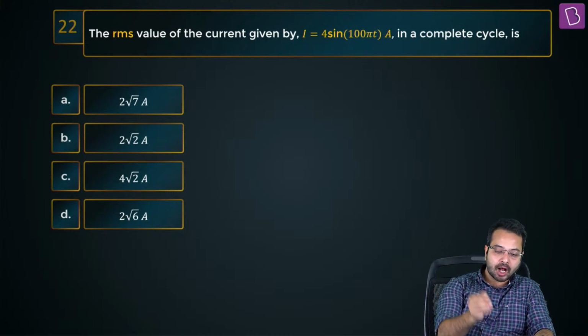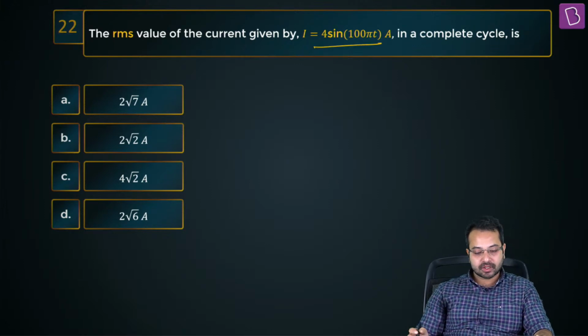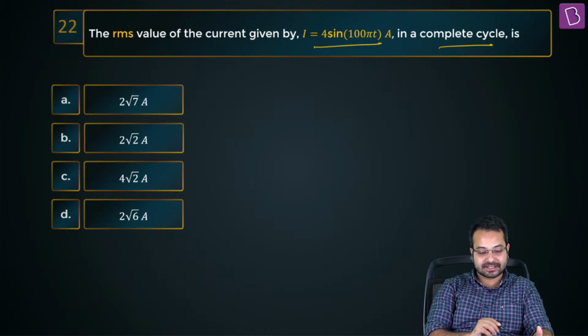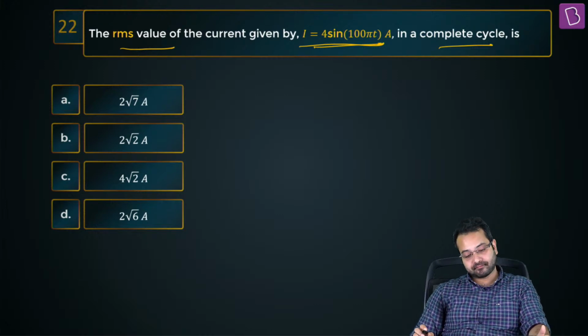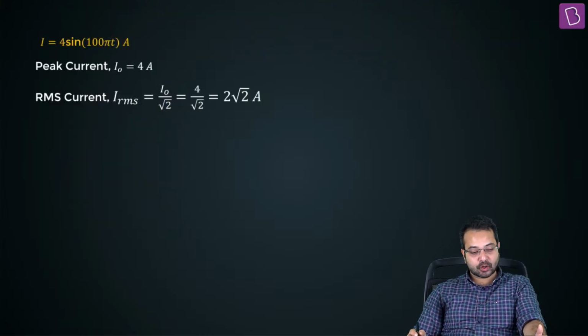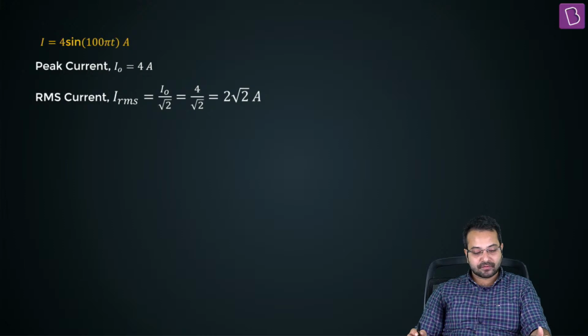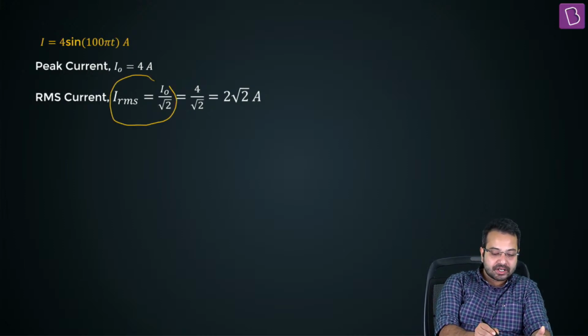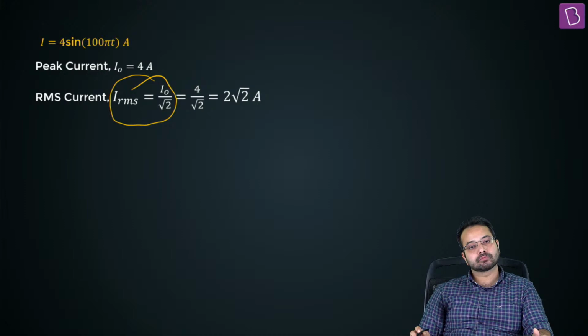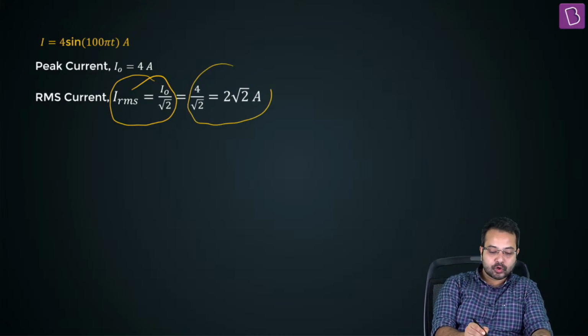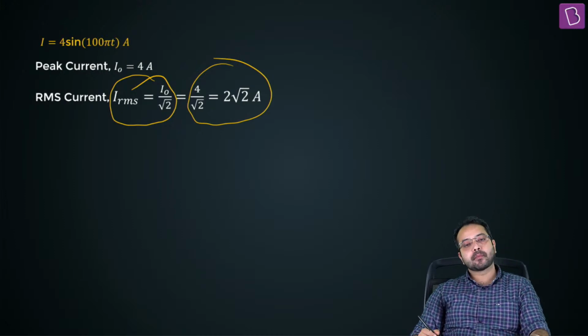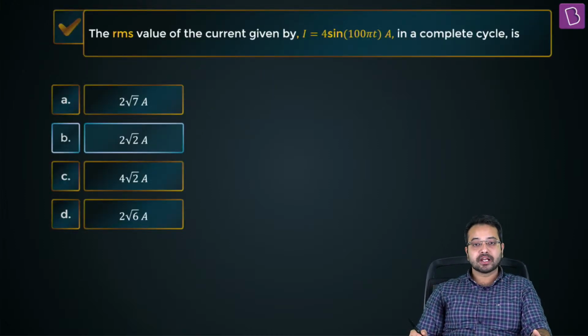Alright, next question. The RMS value of the current is given by I is equal to 4 sine 100 pi t ampere in a complete cycle is. Okay, we have to find out what is the RMS value of this current. Now this current is a sinusoidal function, and for a sinusoidal function we know that I RMS is going to be I naught by root 2. Okay, remember this is only for a sinusoidal function. So 4 upon root 2 is going to give me 2 root 2, and that is going to be my answer. So option B is going to be the correct option.